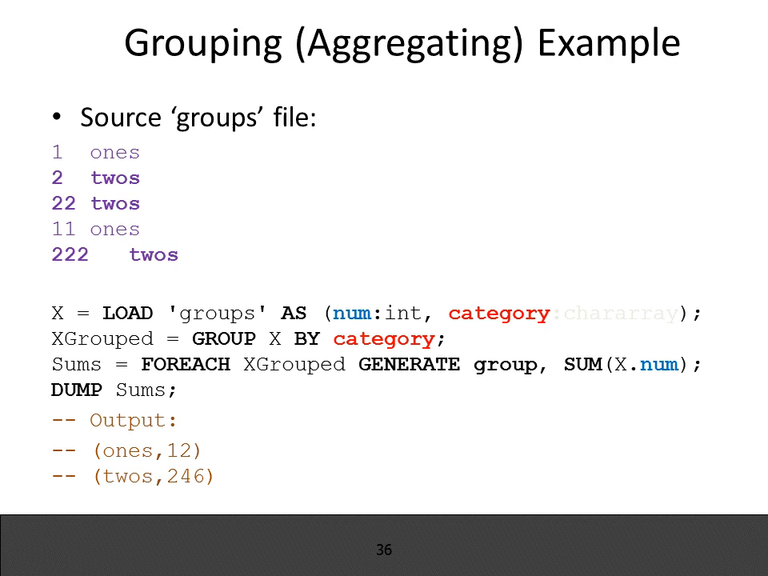And the net result of these operations is, in this particular case, I'm grouping by ones and twos. So ones and twos are some category of something. And I'm adding up the values in the first column. So the sum of numbers that have ones associated with them happens to be 12. And the sum of numbers that have twos associated with them happens to be 246. Again, trivial for example, but becomes infinitely extensible for large-scale operations.